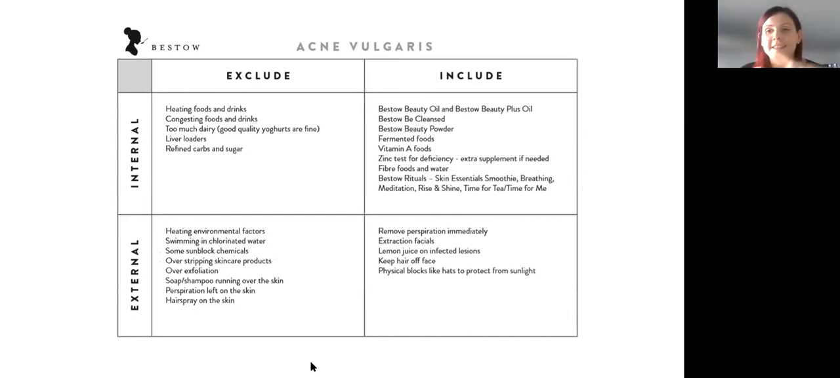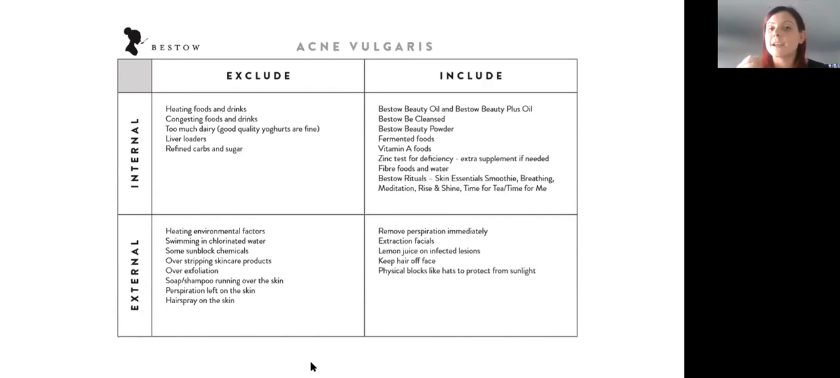They are your coffee, they are your alcohol, chocolate, peanuts, your spicy foods, and believe it or not, your oranges, strawberries and orange juice will actually cause heating within the skin. So it's really important that we eliminate those for acne vulgaris. Liver loaders would be anything from your processed foods, food additives, your sugars, and your trans fats as well.